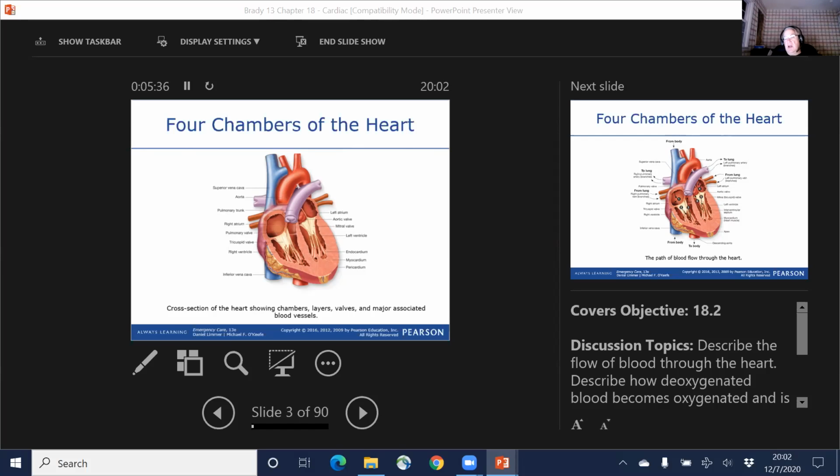Okay, so that's it. As far as the blood vessels go, we said that there are arteries which bring blood away from the heart. They're typically high in oxygen. And everybody at this point should know that the only artery that's low in oxygen is the pulmonary artery.